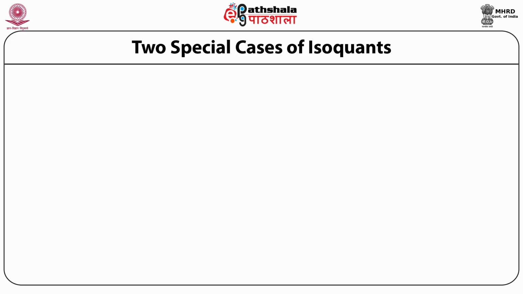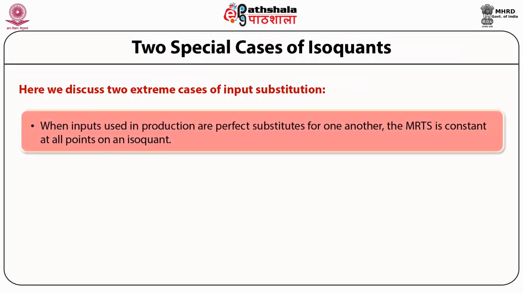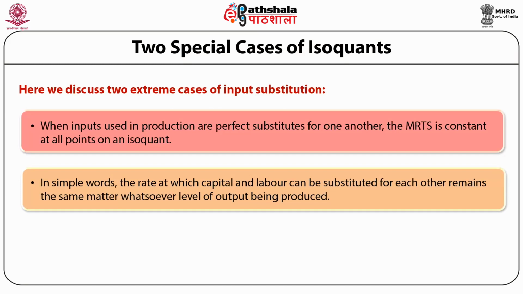Two special cases of isoquants. Here we discuss two extreme cases of input substitution. When inputs used in production are perfect substitutes for one another, the MRTS is constant at all points on an isoquant. In simple words, the rate at which capital and labor can be substituted for each other remains the same no matter what level of output is being produced.